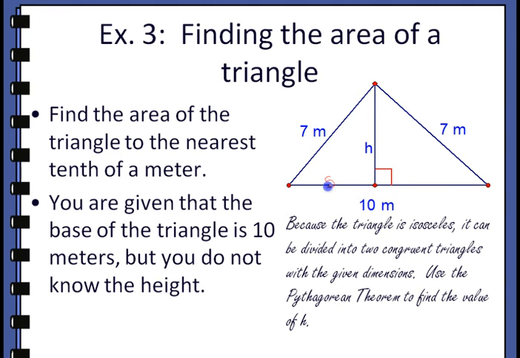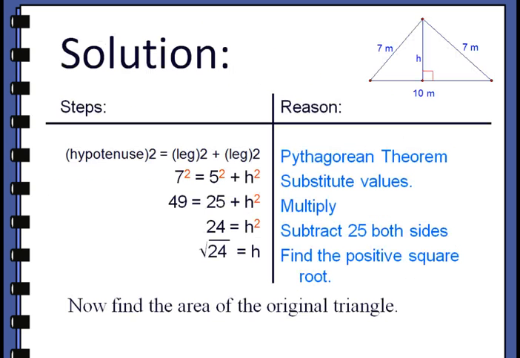So this side will be 5 and this side will be 5. We can use the Pythagorean theorem to get h, and then we can use the formula. So once again, I told you this is 5 and this is 5. Substituting in, we get that h is equal to rad 24.